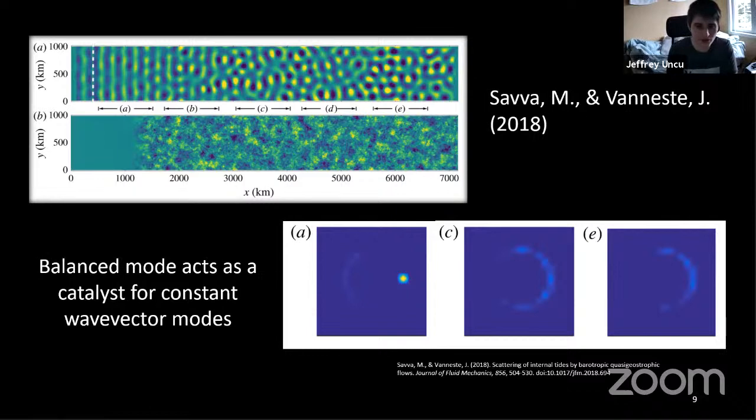Now, one of the reasons triad resonance might start to struggle in the submesoscale is because the feedback effect of the wave that's being created affecting your flow isn't accounted for, as an example.